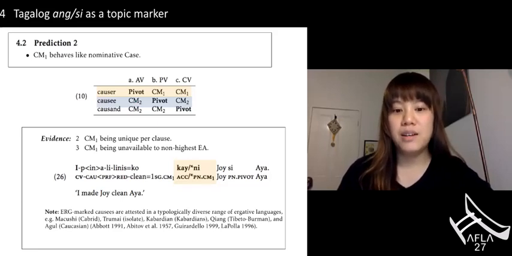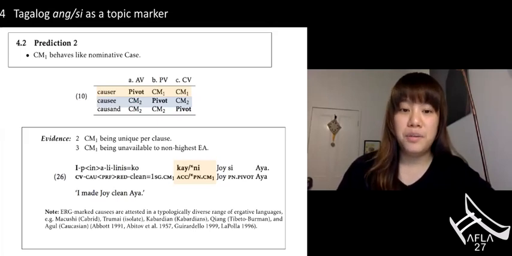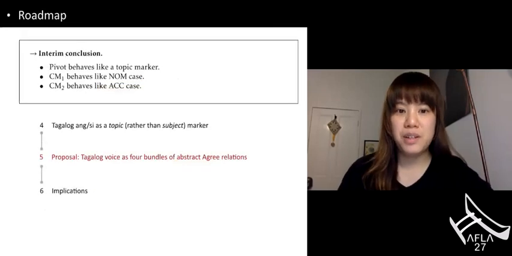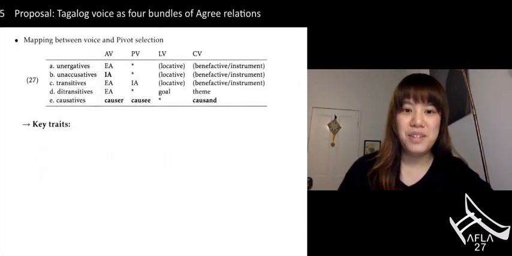And this is kind of unexpected if CM1 marks inherent ergative case, as an ergative-marked causee has been attested in a wide range of ergative languages with ergative-marking agents. So both of these point to the proposal that CM1 might be some kind of structural case available only to the highest DP in the clause. So in conclusion, we have seen some evidence that pivot behaves like a topic marker, CM1 as nominative case and CM2 as accusative. So it's a good time to revisit the general mapping between voice selection and pivot selection in Tagalog.